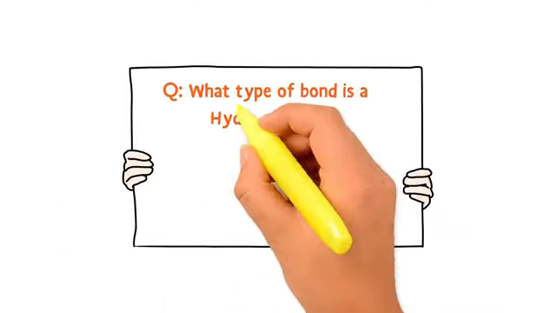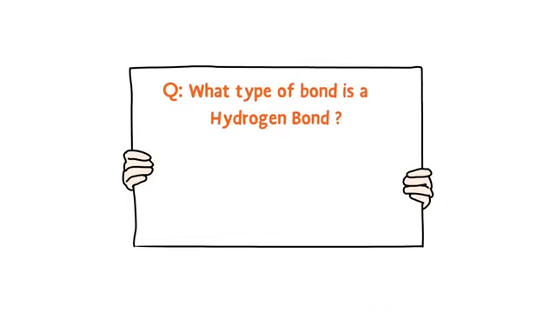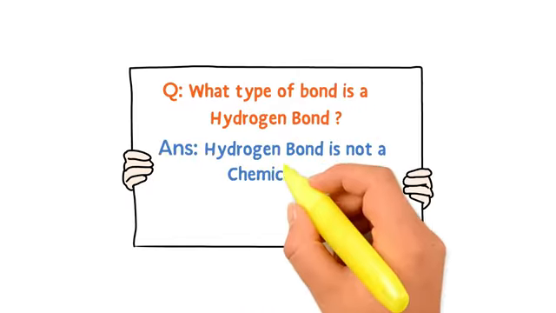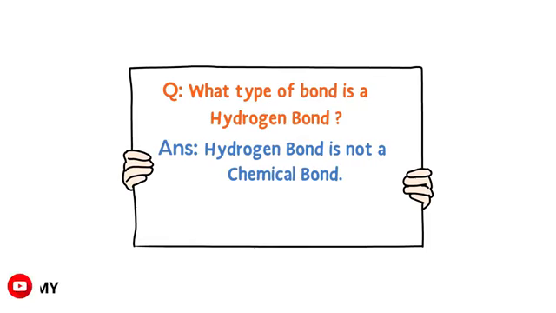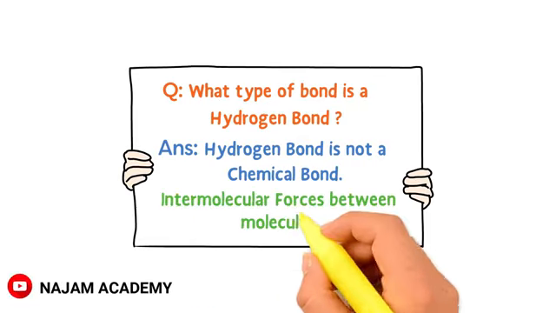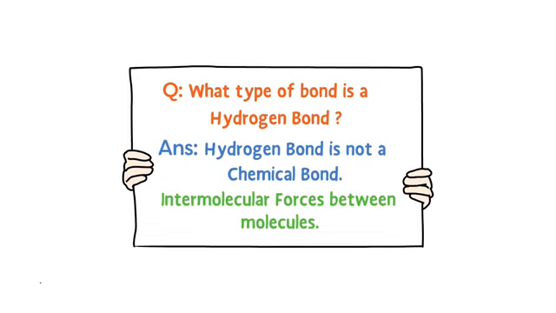What type of bond is a hydrogen bond? Remember that hydrogen bond is not a chemical bond. Hydrogen bond is intermolecular forces between molecules.